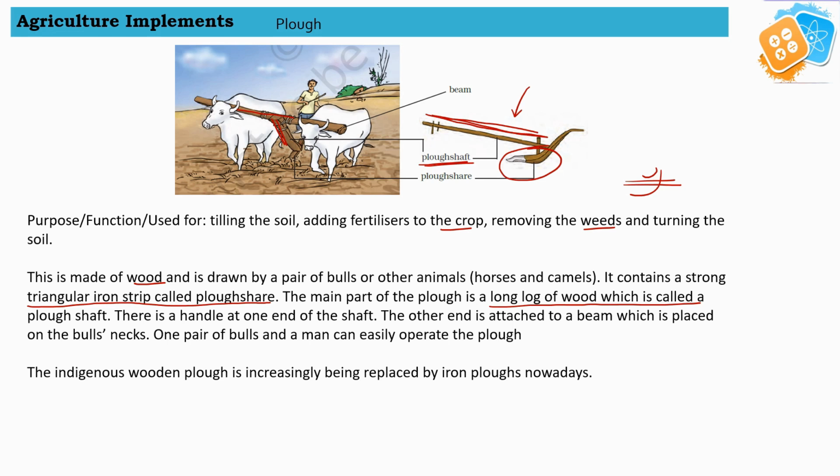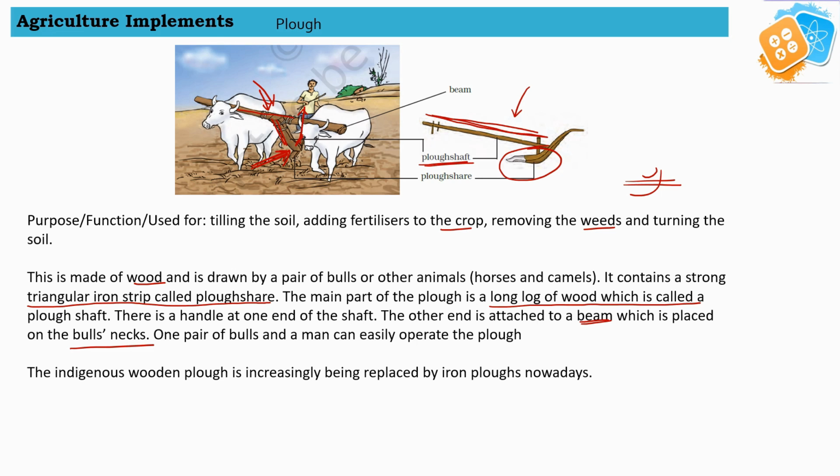Here, as we can see, there are two ends. This is one end and this is the second end. There is a handle which will be in the hand of the farmer. This second end is attached to the beam which is placed on the bull's neck. A pair of bulls and a man can easily operate the plow.